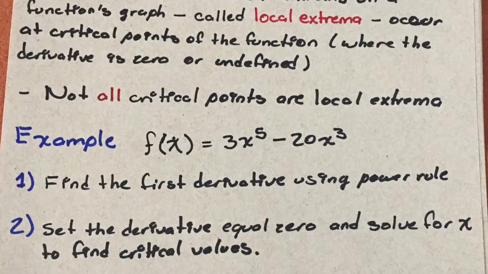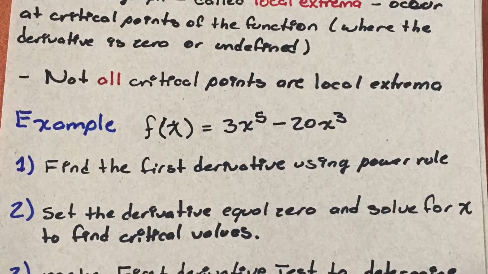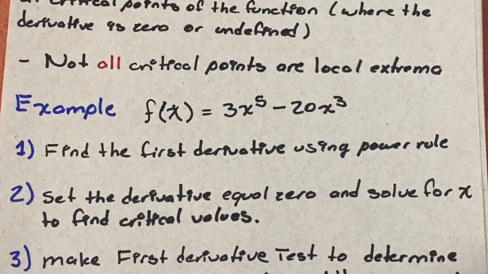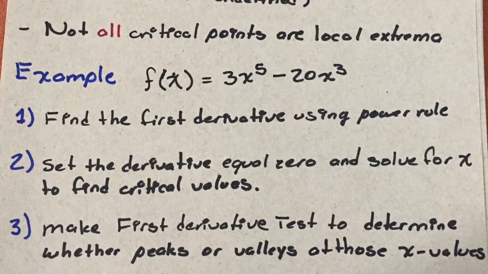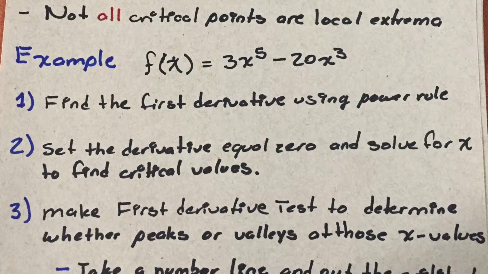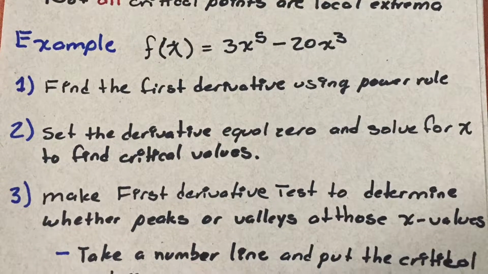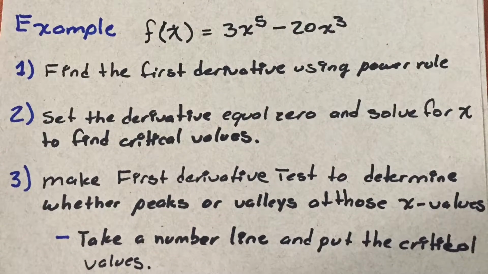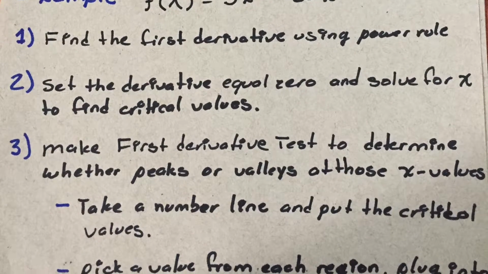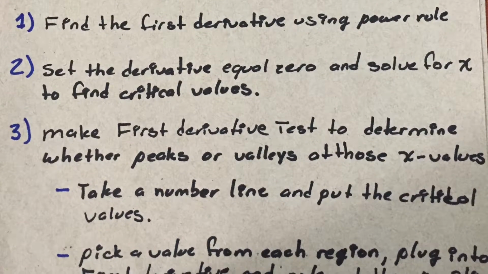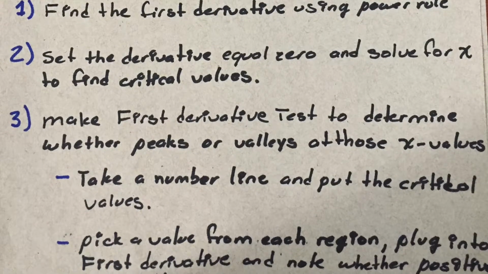Example: the function equals 3x to the fifth power minus 20x cubed. First, find the first derivative using the power rule. Second, set the derivative equal to 0 and solve for x to find the critical values. Third, make a first derivative test to determine whether there are peaks or valleys at those x values.